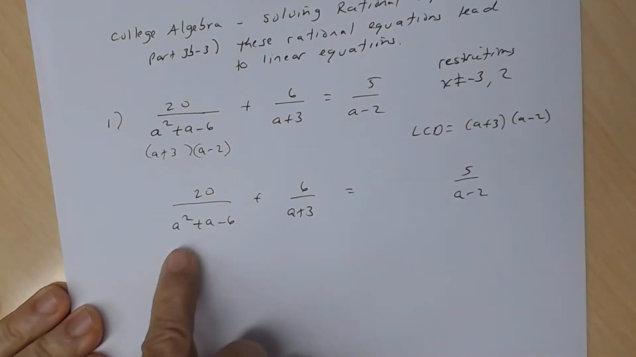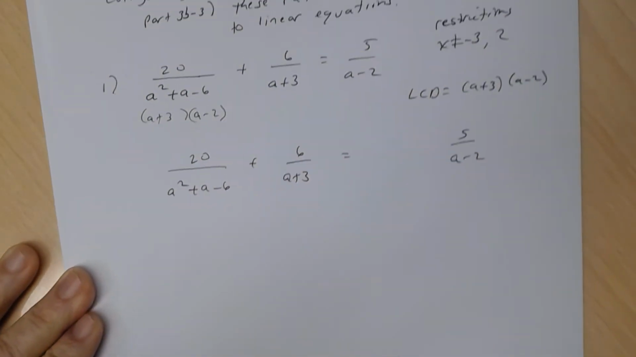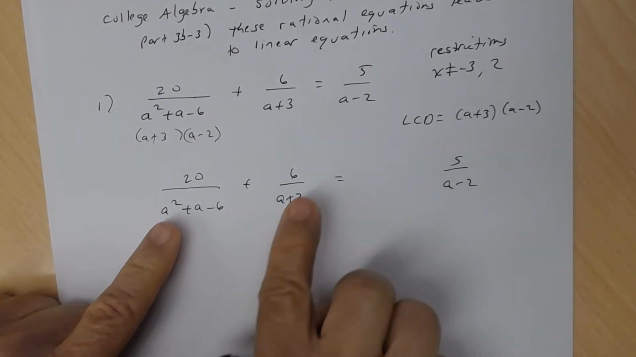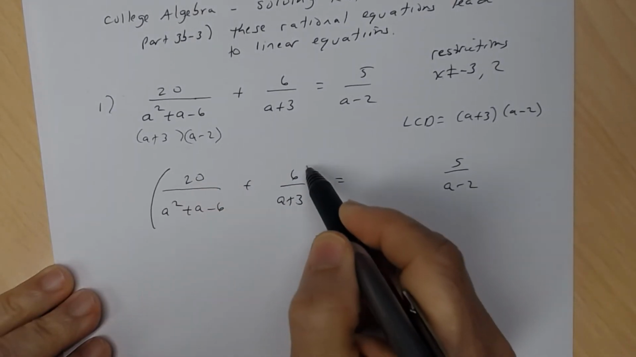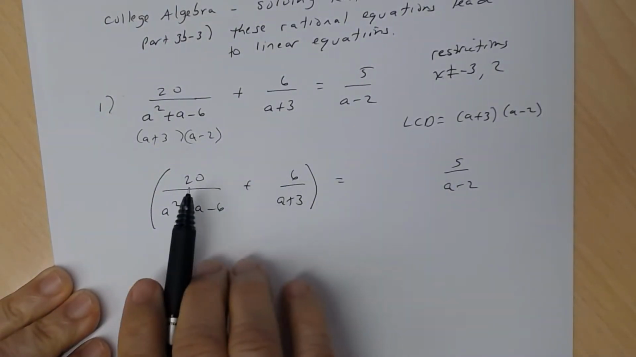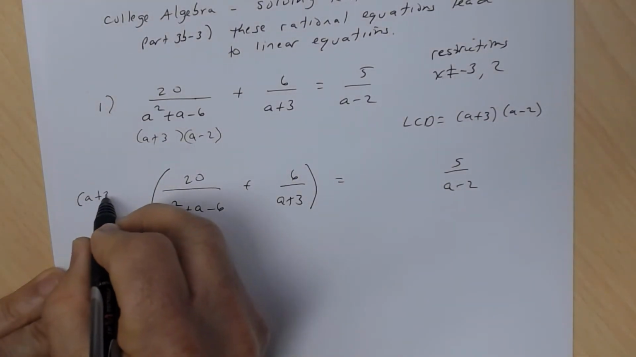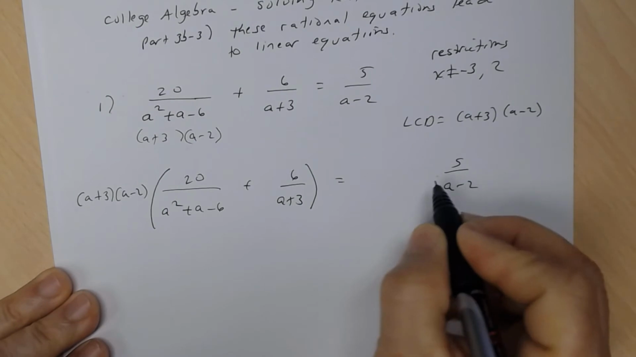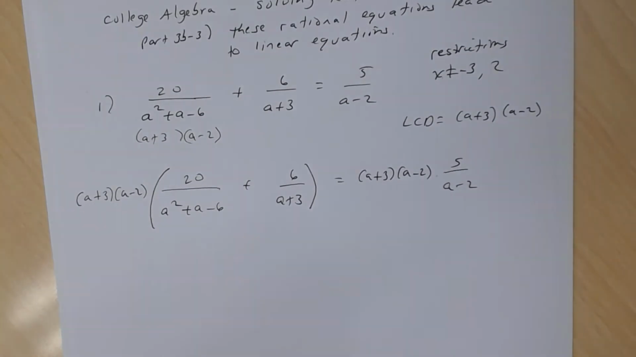Now I want to clear these fractions, because I want to go to what's called a linear equation. So I'm going from a rational equation to a linear equation. Since this side has 2 fractions, I'm going to put that in parentheses. Always put that in parentheses. That's only 1 fraction, so you don't need parentheses. Now I'm going to take my LCD and multiply both sides by it. So I'm going to say a plus 3, a minus 2. Same thing here. What I do to one side, I do to the other. A plus 3, a minus 2. So that's where I'm at.